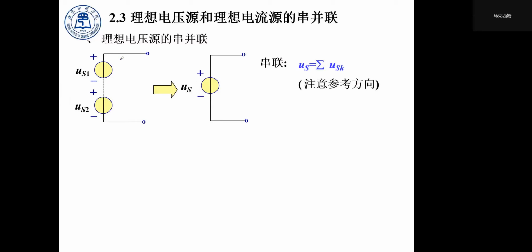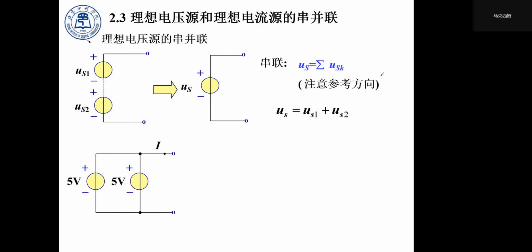So if you have series ideal voltage sources connected head to tail together in a series way, you can just transform that into a single voltage source, which has the value of all the voltage sources combined together.